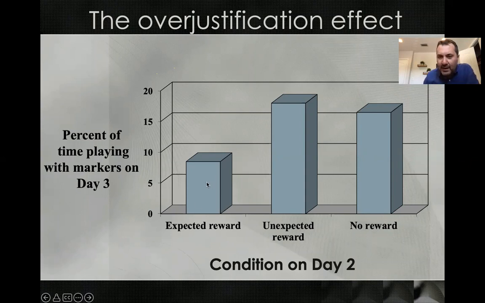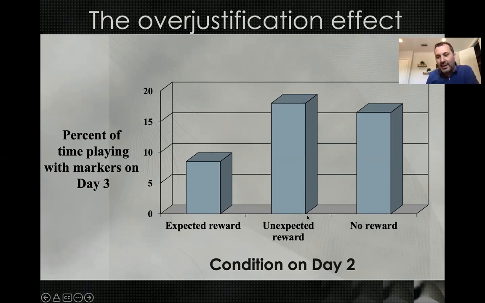What these kids have done, in other words, is they've made a mistaken attribution for why they played with the markers on day 2. They mistakenly believed that the only reason they played with the markers on day 2 was for the reward. They attributed their behavior to this extrinsic motivation. And because they're no longer receiving the reward on day 3, they think there's no point to playing with the markers anymore.